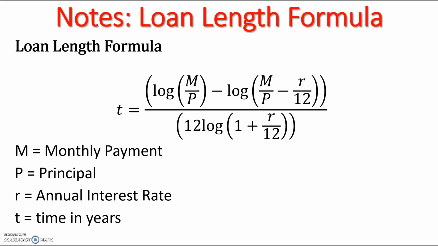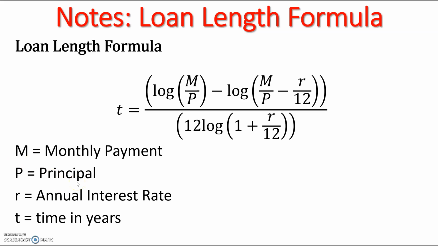And so this formula will actually determine how long you will have to pay this if you already know the monthly payment amount that you're looking for. So this formula really is just a modification of our monthly payment formula in which we've solved for the variable t. So t being time in years. We have here t is equal to log of m over p minus log of m over p minus r over 12, all over 12 times log of 1 plus r over 12, where t is time in years, m is the monthly payment, p is the principal or the amount borrowed, and r is our annual interest rate.